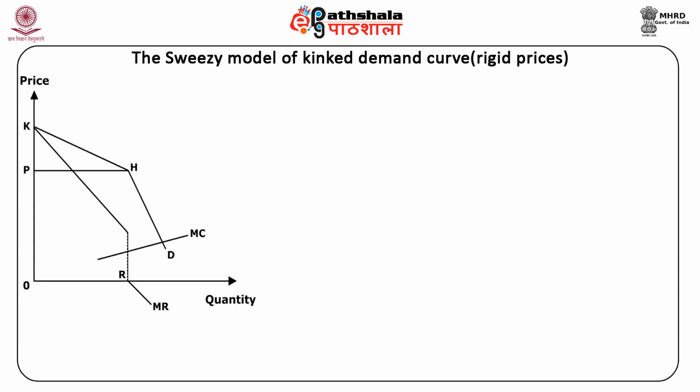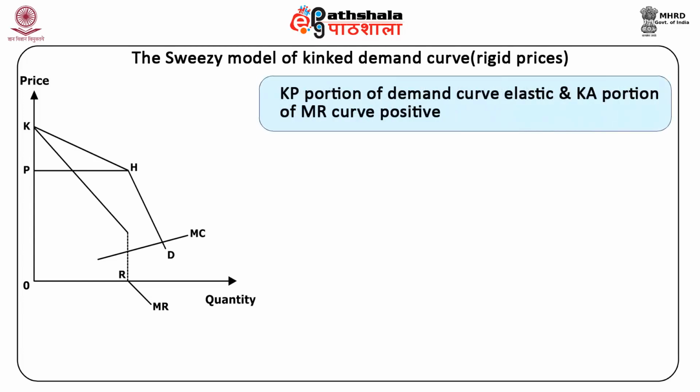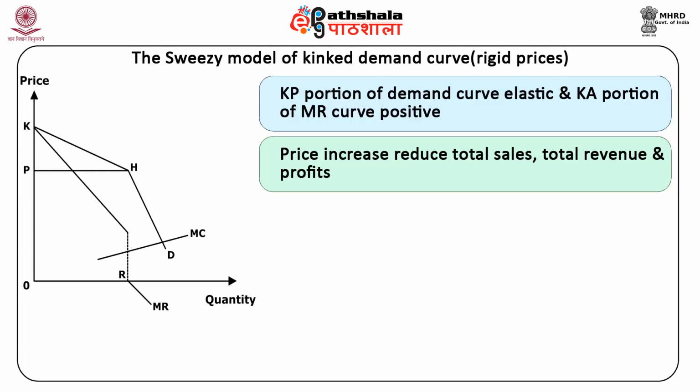where KHD is the kinked demand curve and OP is the prevailing market price for the OR quantity of one seller. Any increase in the price above OP will reduce his sales because his rivals will not follow this price increase. Therefore, the KP portion of the demand curve is elastic and the corresponding portion KA of the MR curve is positive. Therefore, any price increase will not only reduce his total sales but also his total revenue and profits.